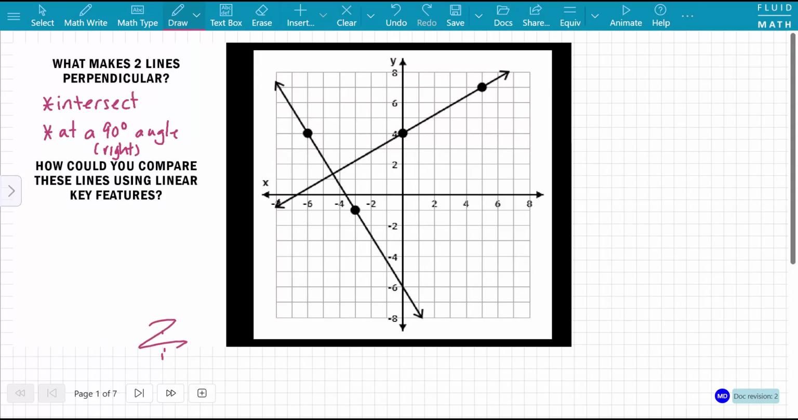Okay, so again, just like on our last video where we took parallel lines up to the next level, we're going to take perpendicular lines up to the next level. All right, so I want you to look at these two lines. I want you to write an equation of each of these two lines, and then we're going to look a little bit more closely at them. Do that right now.